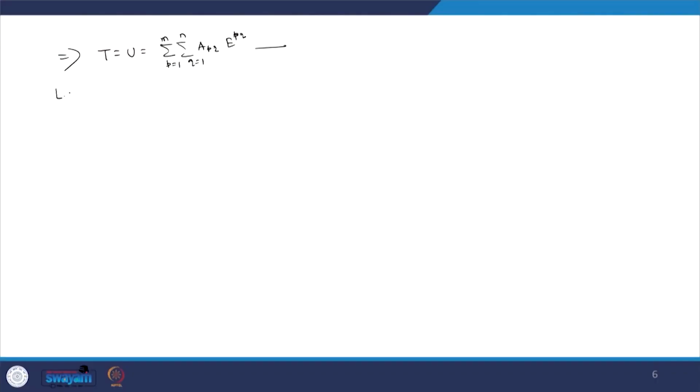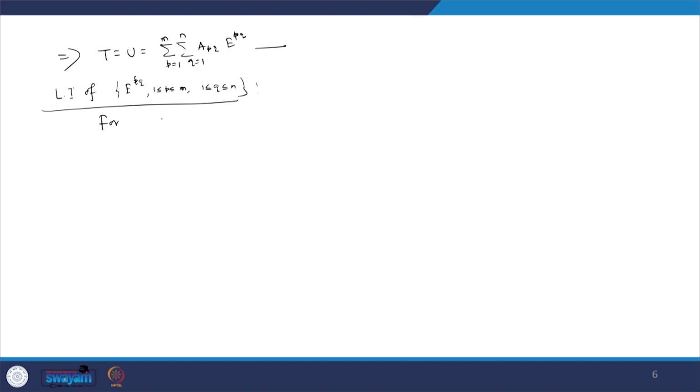Now, I have to show that these mn linear transformations E_pq are linearly independent. Now, I have to show the linear independence of the set of E_pq. So, I have to prove this one. See, the way we have written here, T is equal to the sum over p equal to 1 to m, q equal to 1 to n of a_pq E_pq.